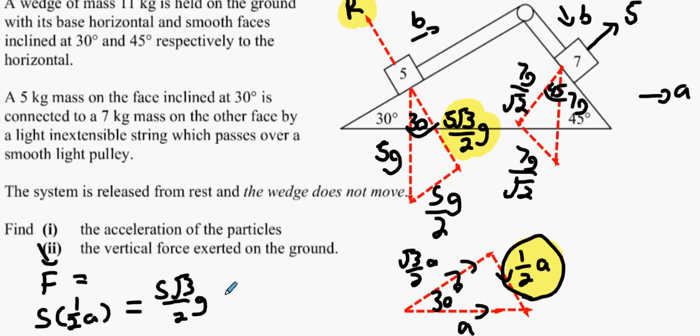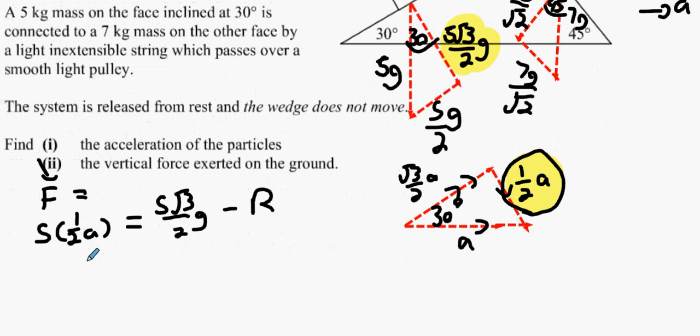G, take away, R. Alright? But in this case, the A value equals 0. So this implies that R must be equal to 5 root 3 over 2 G. Okay? Now, what we'd also have to do, because there's two different slopes of the wedge, is do yet another gravity triangle, okay? Now, before I do that, I'm just going to finish up with this one here, okay?